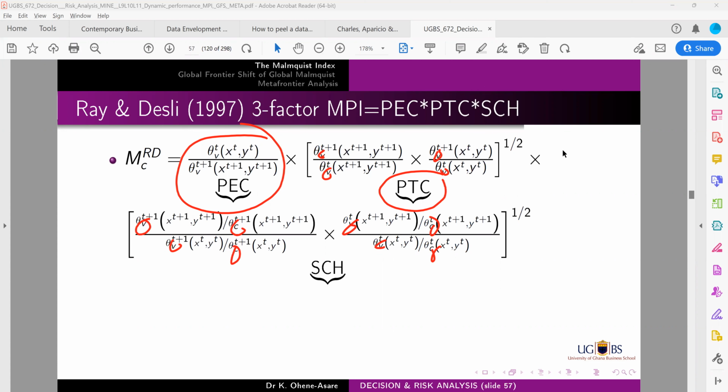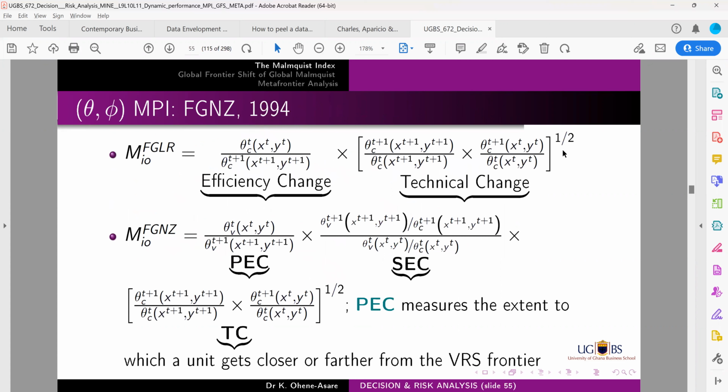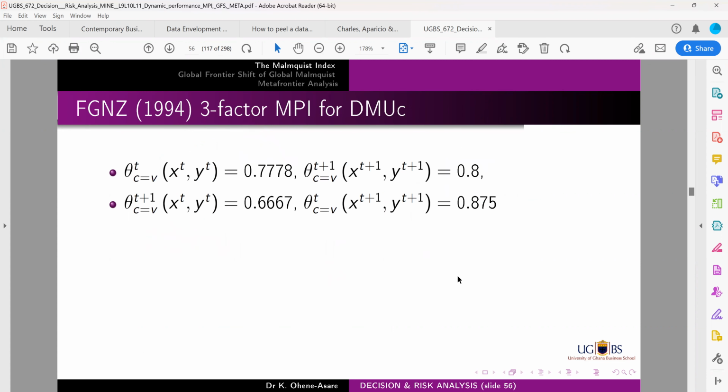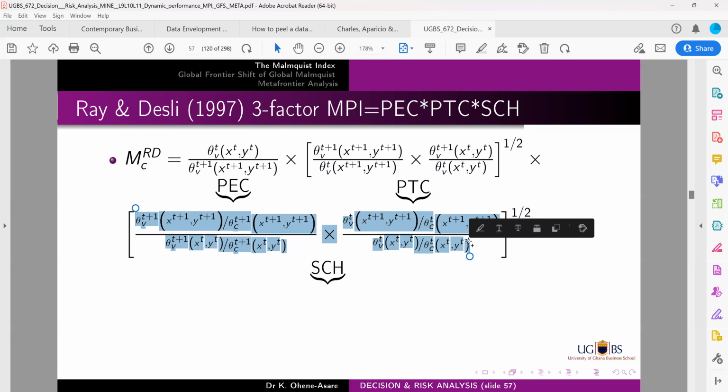This is the scale efficiency change formula. Look at that. The formula is made up of just 4 things. That's it, 4 different efficiency scores. Now, when you go to the scale change, it is made up of 8 different efficiency scores. And this is the difference. So it's capturing a lot of things.